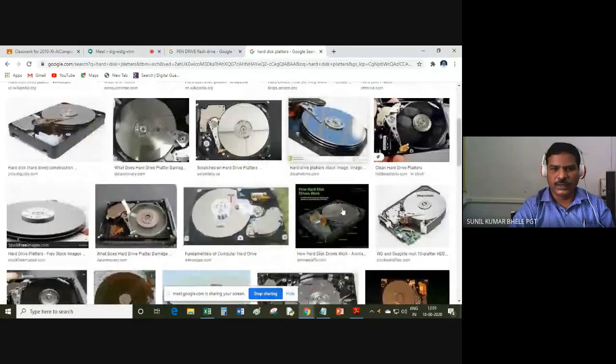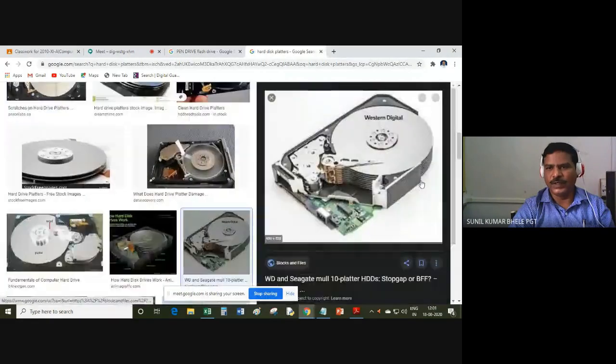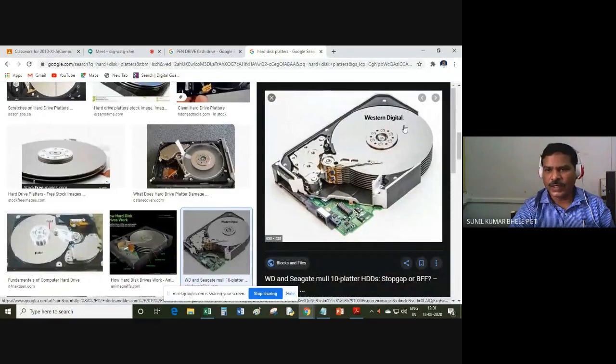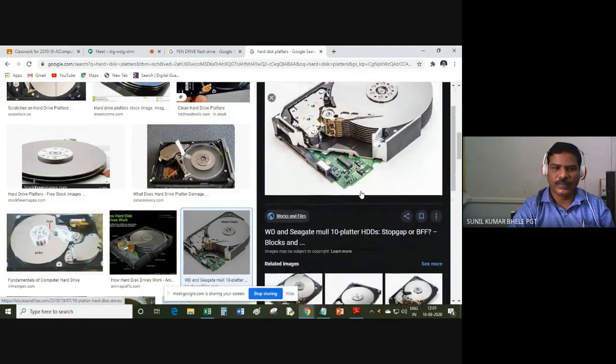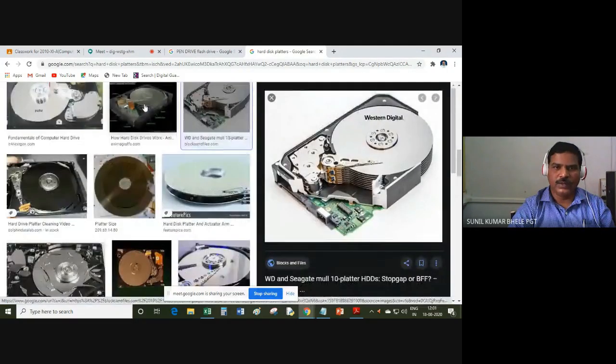So you can see, in this image there is a stack of hard disks and a read-write head. Between these disks, it moves constantly to and fro over the hard disk so that it can read and write data on the hard disk. So the hard disk looks like this.